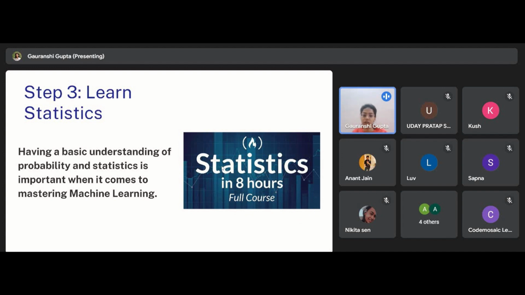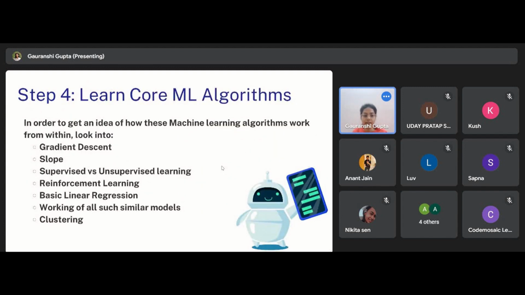Right. So for learning statistics, I suggest you go with this video. It's an 8 hour video available on YouTube by Free Code Camp. Free Code Camp provides very good videos on technology, so you can definitely watch this video, and it will give you an entire description of what statistics is required for machine learning and data science. Right. Then there are core ML algorithms: gradient descent, slope, supervised, unsupervised learning, reinforcement learning, linear regression, and all such similar models and clustering as well.